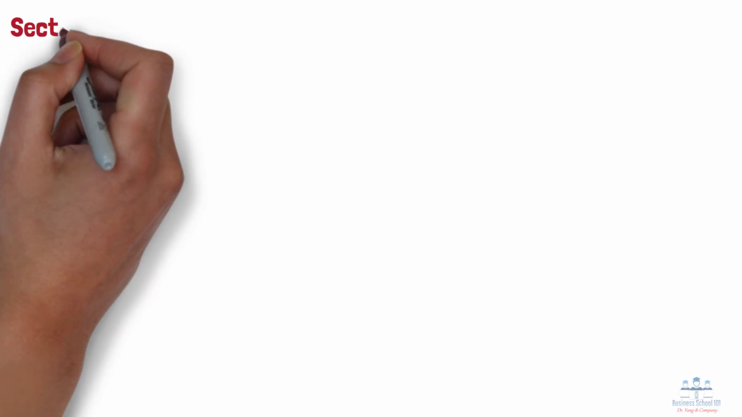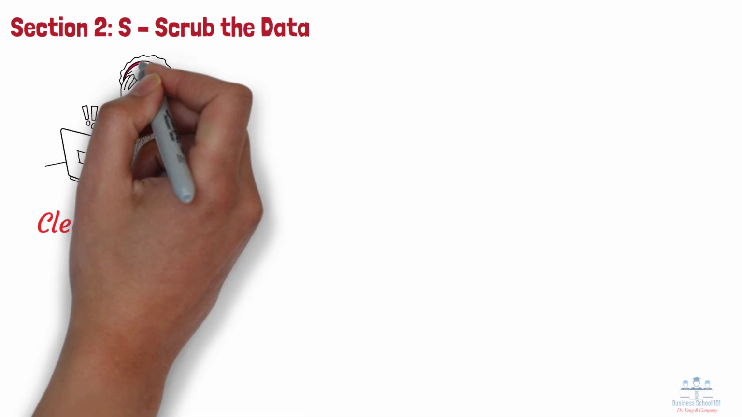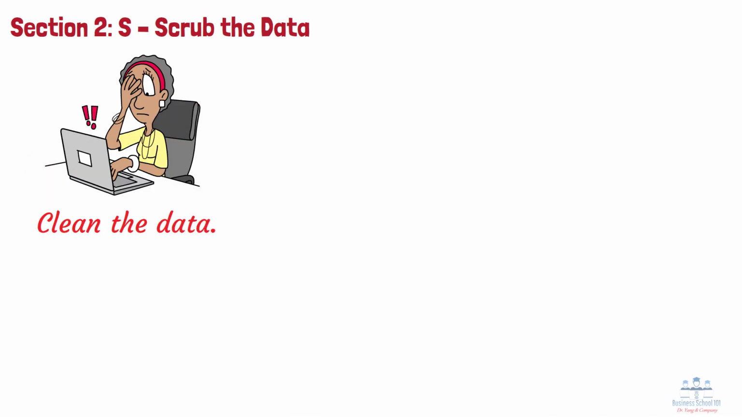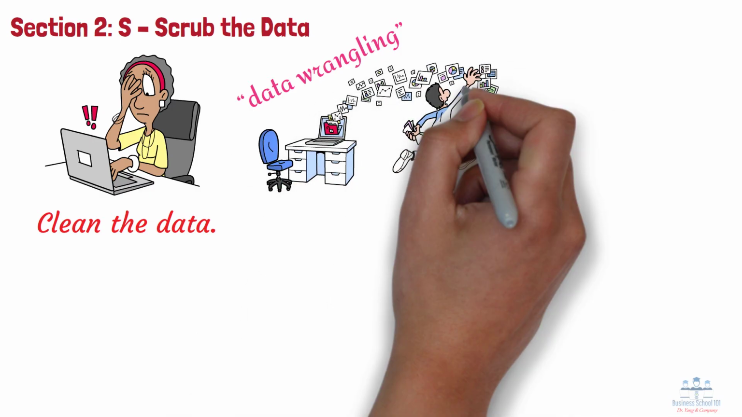Section 2. Scrub the data. Once the data is collected, the next step is to clean it. Real-world data is rarely perfect. It may be full of duplicates, typos, missing values, or inconsistent formats. Scrubbing, or data wrangling, is the process of getting the data into a form that's ready for analysis.